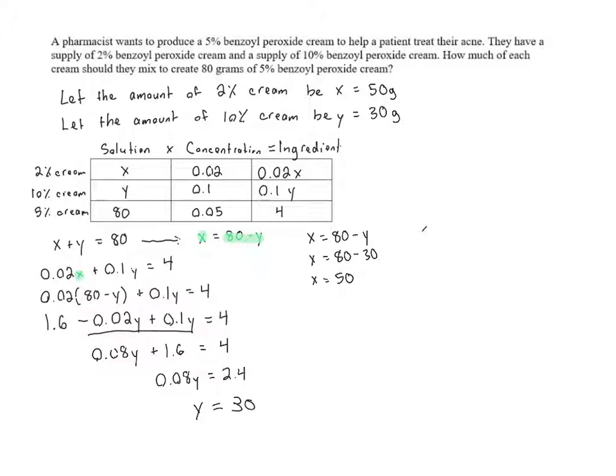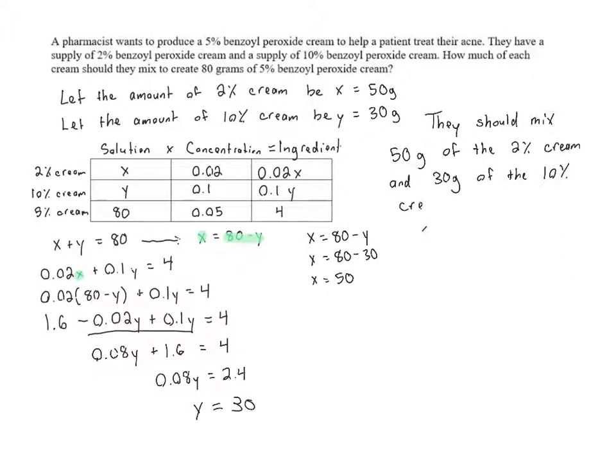So to state our conclusion, they asked how much of each cream should they mix. They should mix 50 grams of the 2% cream and 30 grams of the 10% cream. And that is our final answer.